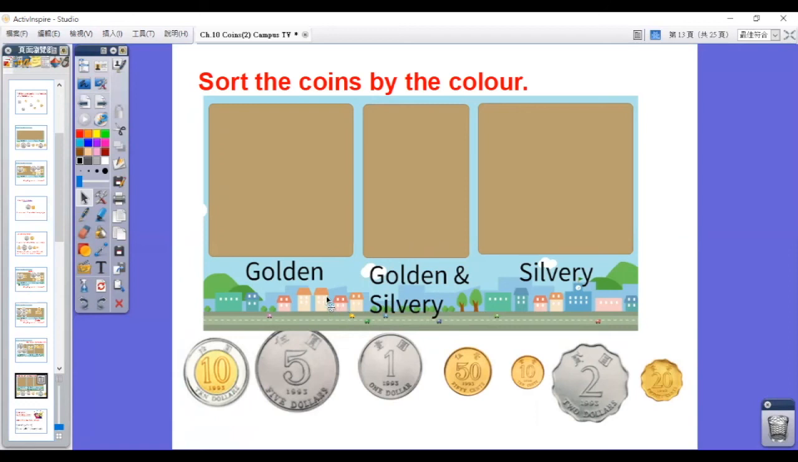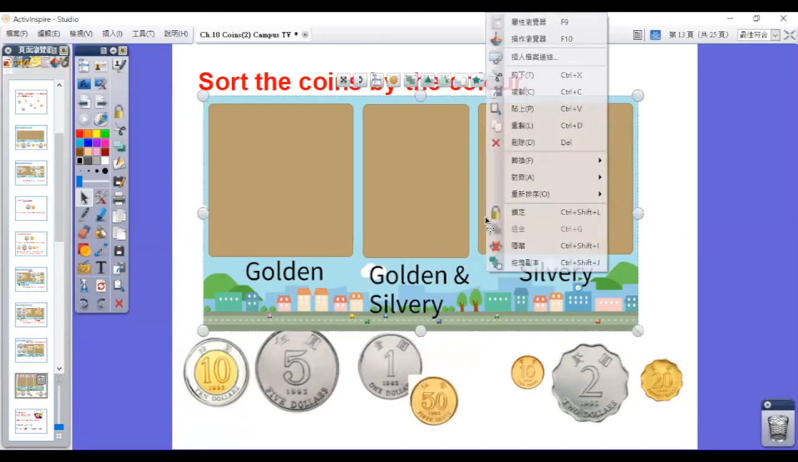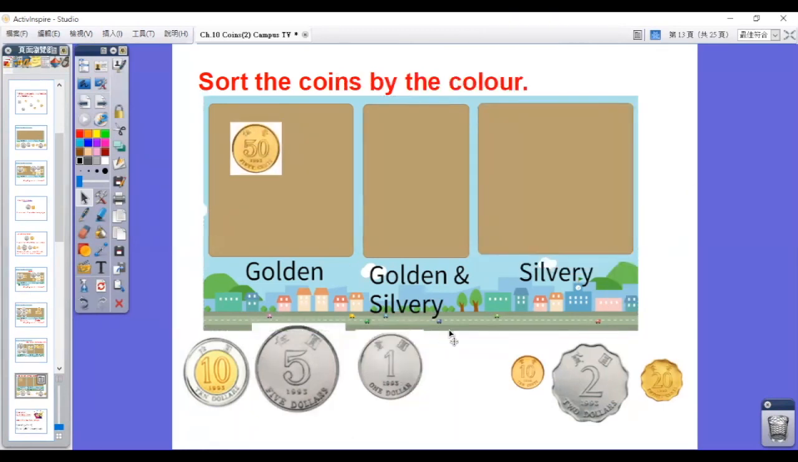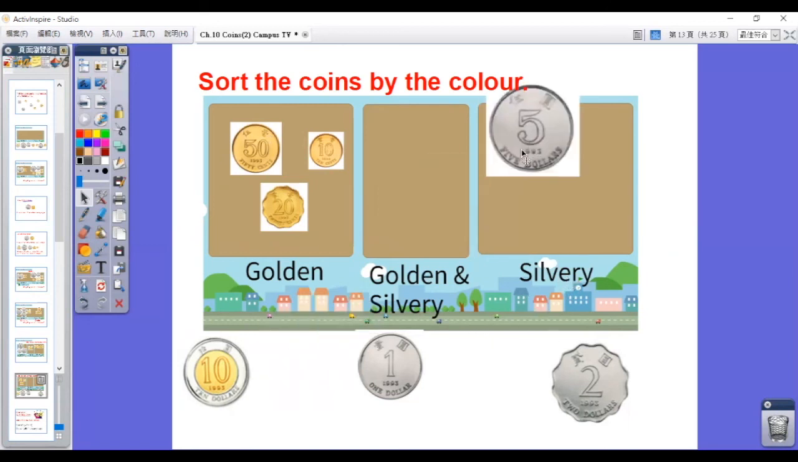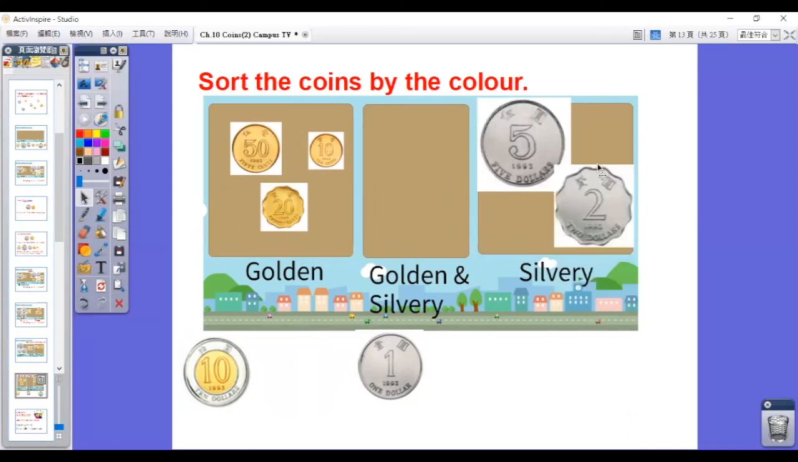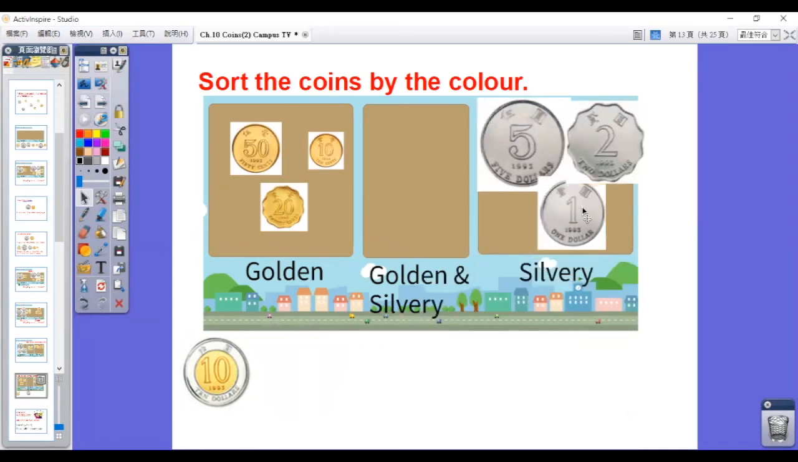So let us read it together. Golden, golden. Which coins have golden color? Yes, we have 50 cents, 10 cents, and 20 cents. They all have golden color. And which coins have silvery color? Yes, the $5 coin, $2 coin, and $1 coin. They all have silvery color.